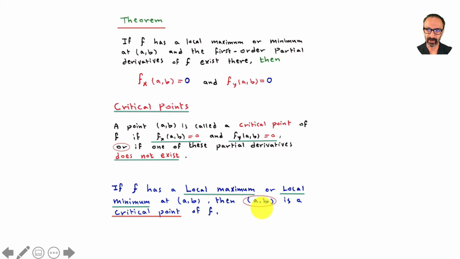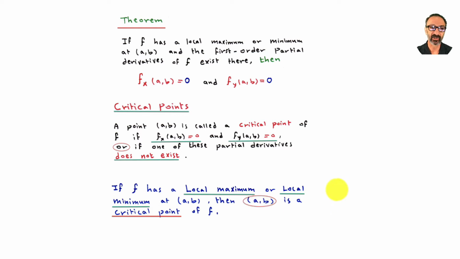Now, it's not the other way around. If you have a critical point, it doesn't mean you have a max or min. For example, a famous example is y equals x cubed in 2 dimensions. It goes up, goes through the origin and goes up again. The first derivative test for the critical points will give you x equals 0 at the origin. But at the origin, it's neither max nor min. It's a critical point, but it's not max or min.